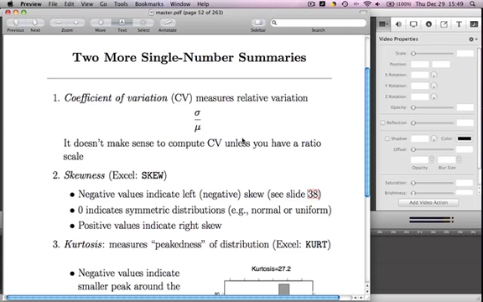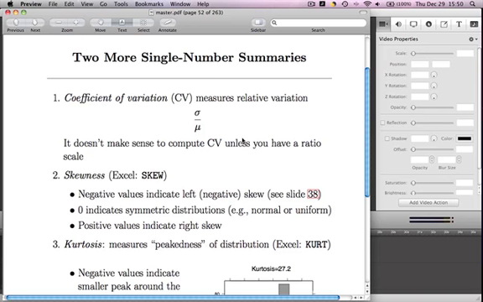We're going to finish up our discussion of single number summaries now. Remember that single number summaries try to capture some aspect of a histogram with a single number. So we have the mean, the median, and the mode that all try to tell us what is a typical value in this distribution. We have measures like the standard deviation, the variance, and the interquartile range that tell us how dispersed or heterogeneous a population is.